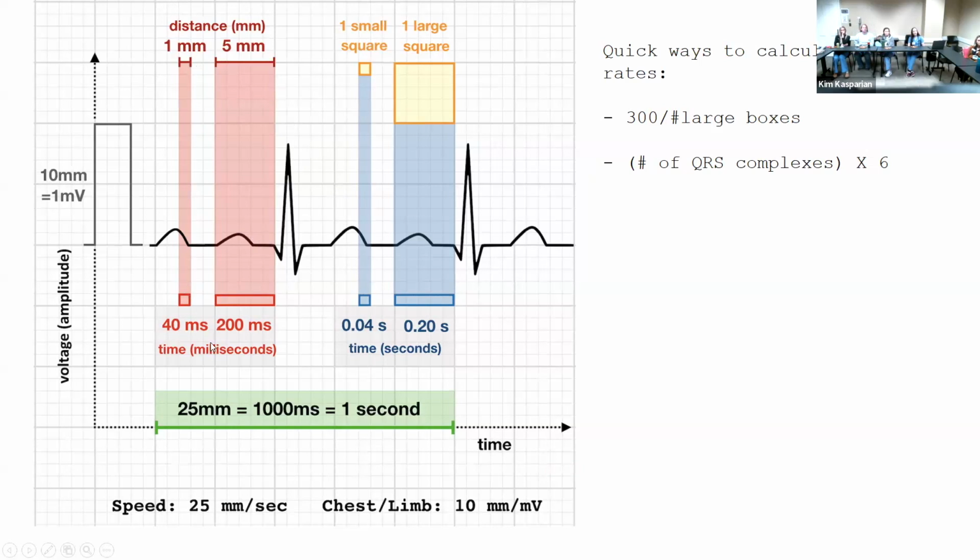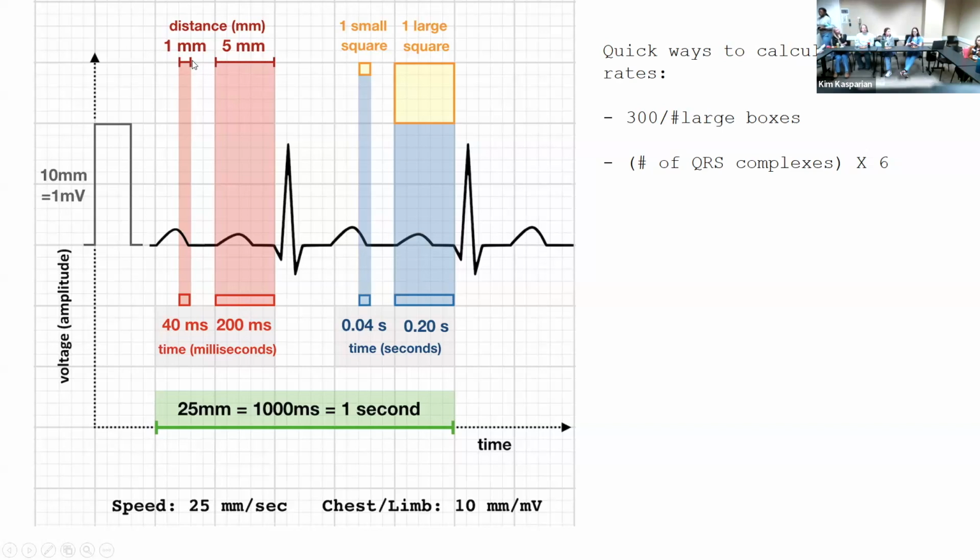All of these things are based on the paper speed of 25 millimeters per second. This is standard. You will basically never have to think about what speed the paper is going at, but if somebody tells you that the paper speed is 10 and not 25, none of these things will apply because it'll have to be calibrated differently. But you shouldn't have to know that. So one small box is either 1 millimeter or 40 milliseconds. One large box, 5 millimeters or 200 milliseconds.